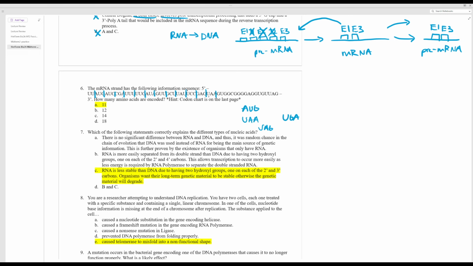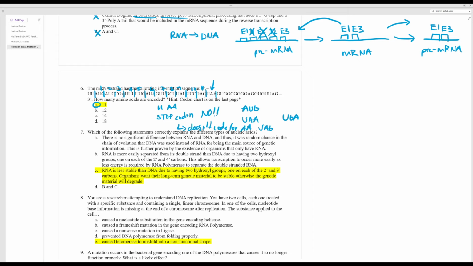Keep going. There's my UAA. That goes for 1, 2, 3, 4, 5, 6, 7, 8, 9, 10, 11. It's 11 amino acids and then the stop codon. Does the stop codon code for an amino acid? No. So would we say there's 12 amino acids encoded? No. We would just say 11 because the stop codon doesn't code for an amino acid.